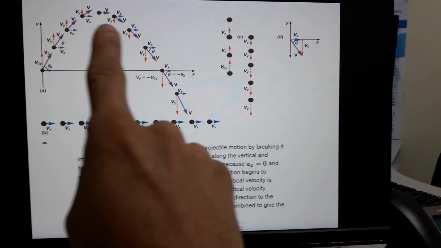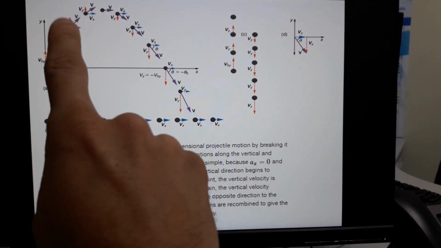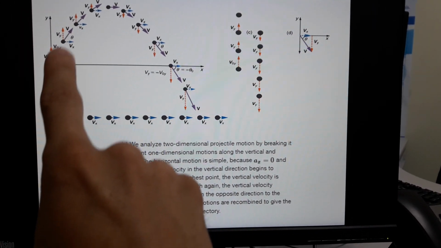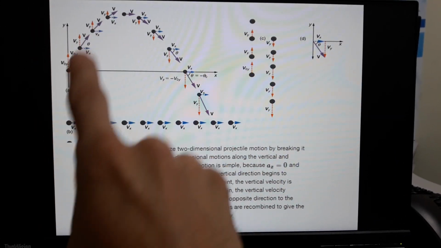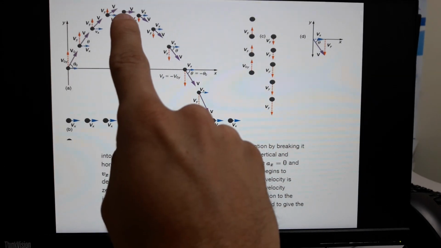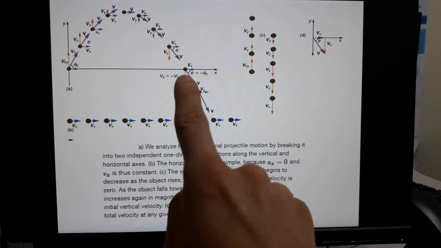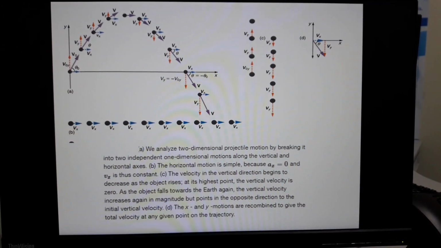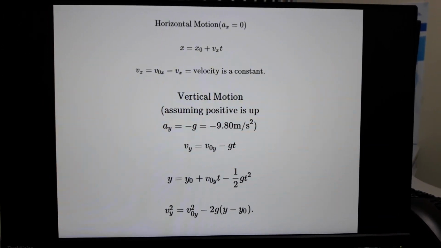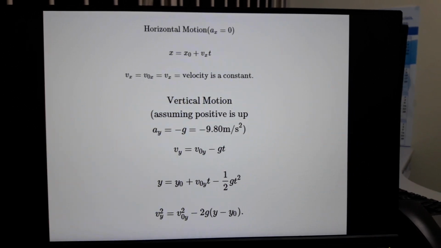During up and down, the velocity Vy changes. So we have here a velocity of 0 because it goes up, stops, and starts to fall here. So we have this kind of motion here. Okay, let's go see the formulas for it.